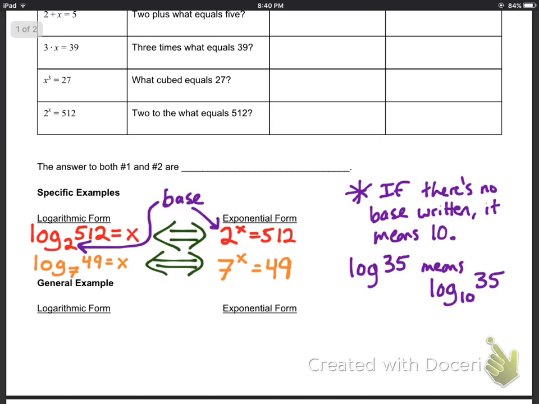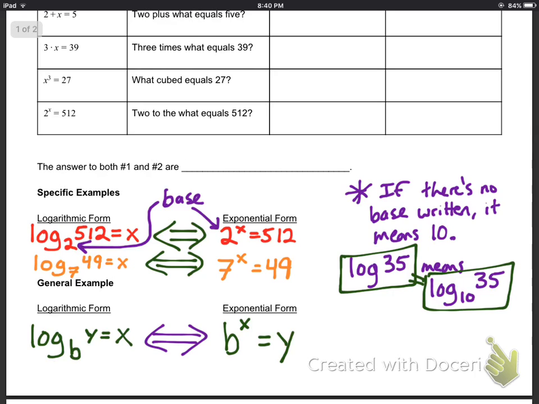So generic forms, yeah, those things in the green box are equal. So the generic forms down here, we have log base b of y equals x. That means the same thing as the equation b to the x equals y. All right, and you should be able to switch between those two, and I'll show you guys again in class a trick on how to do that.